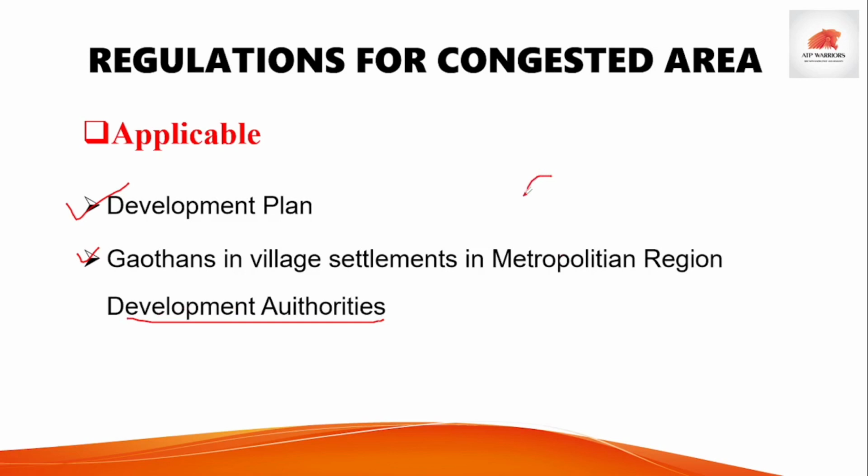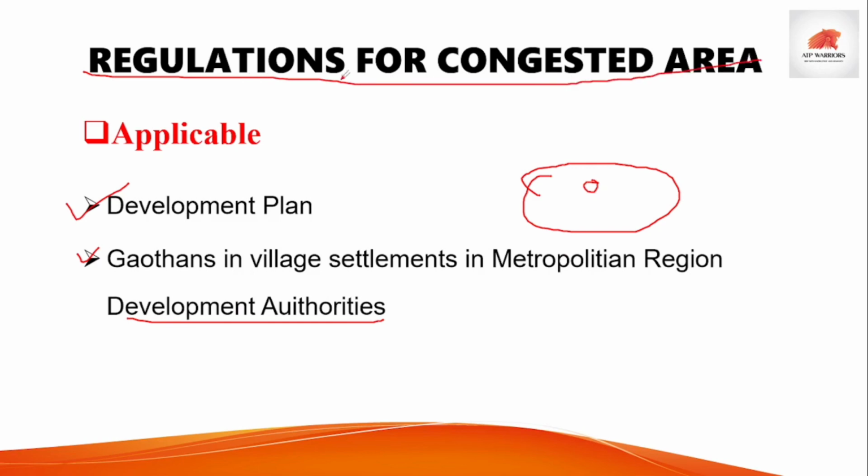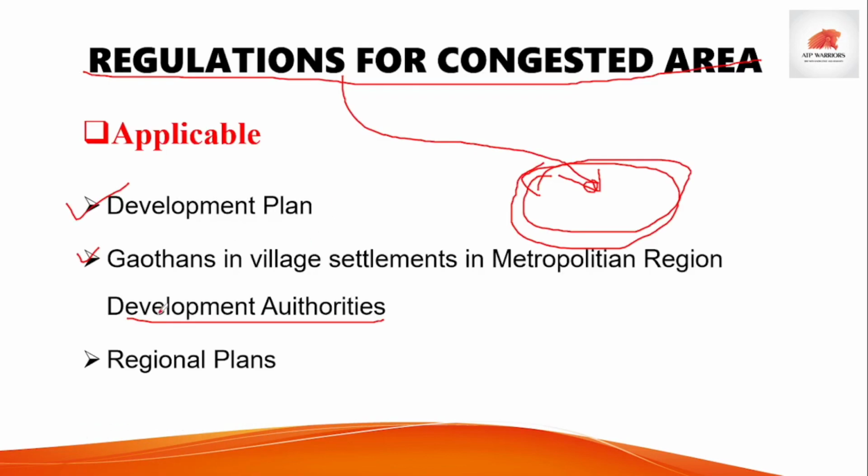Suppose this is a metropolitan region, and this is a Gaothan. So these regulations for residential and residential with mixed use apply in this Gaothan area, even if it is in a metropolitan region. That is the meaning of this. Then in the regional plan areas.